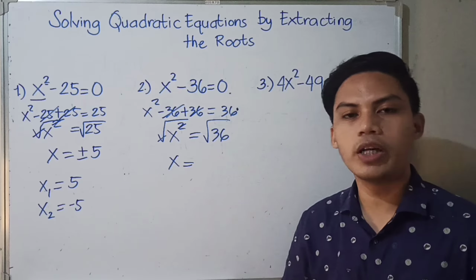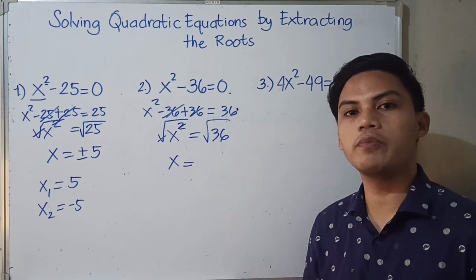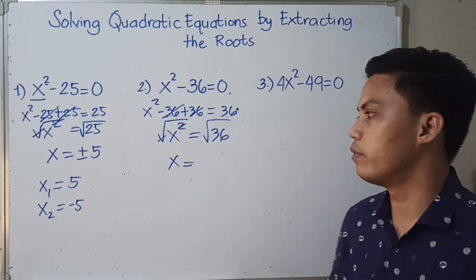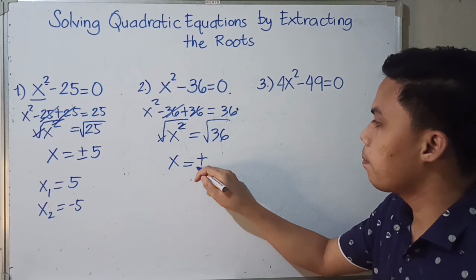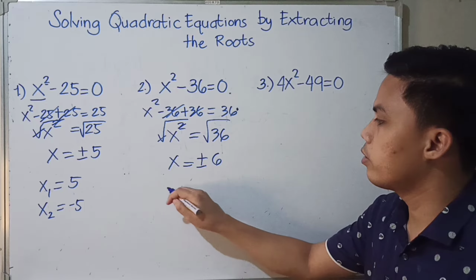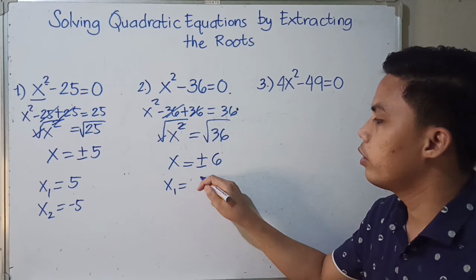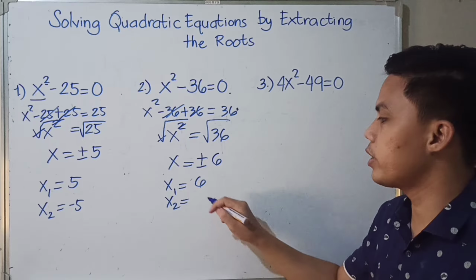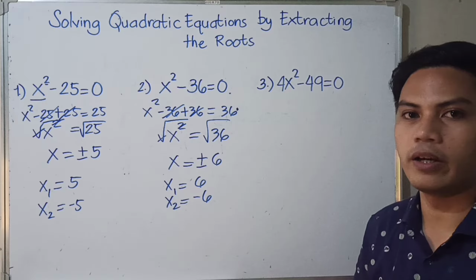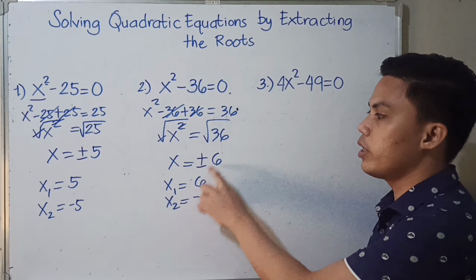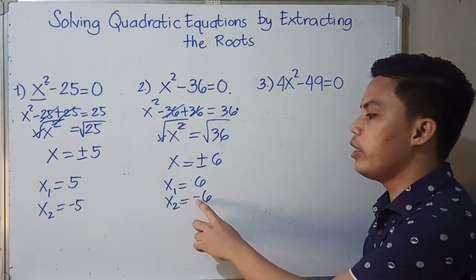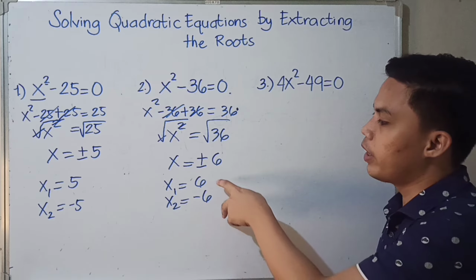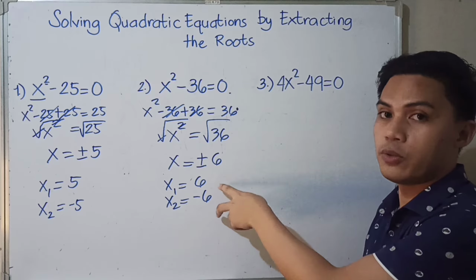Again, sa quadratic equation, meron siyang automatic na dalawang roots. Okay? One is positive and the other is negative. So we're going to place plus, minus, 6. So sa madaling salita, x sub 1 is positive 6. x sub 2 or yung pangalawang root is negative 6. Okay? So to check, 6 times 6 is 36. Okay? And negative 6 times negative 6 is also 36. Kaya nga, may dalawa tayong roots na nakuha.